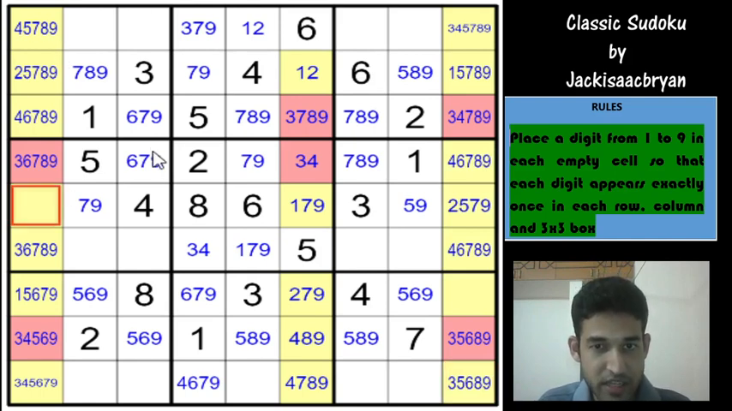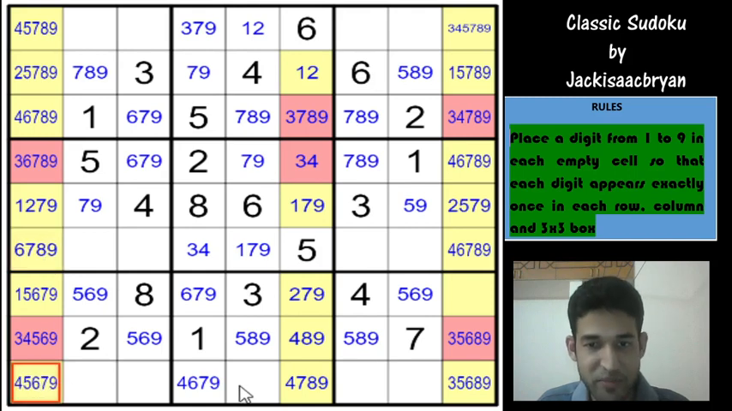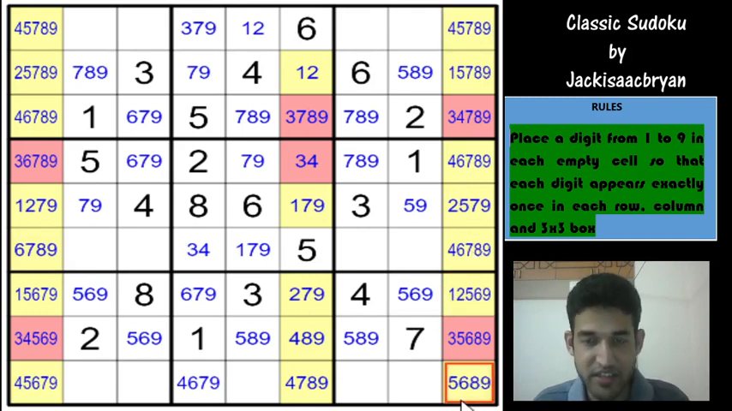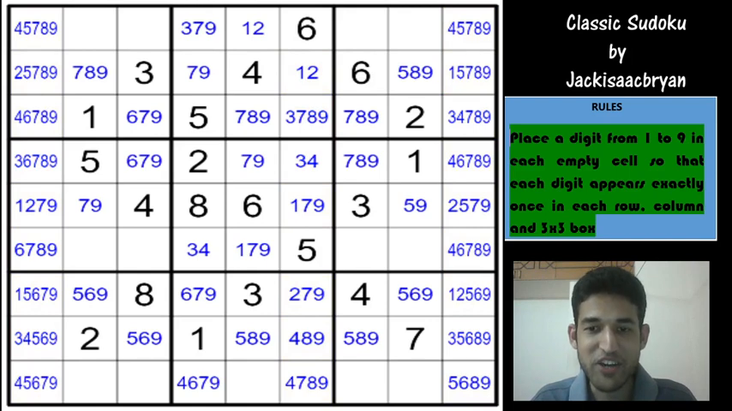So this is not a 3, 3, 4, 5, 6, 8. So 1, 2, 7, 9, 3 is not here, 3 is not here, and 3 is not here. This is not 3, 4, 7, 8. So 1, 2, 5, 6, 9, this is not a 3. So we have removed 3 from all the yellow cells. And now you guys would have guessed it right. We are going to find a swordfish on 4.